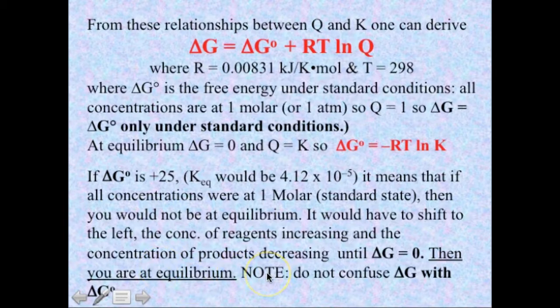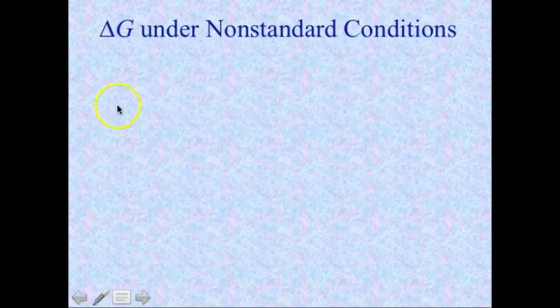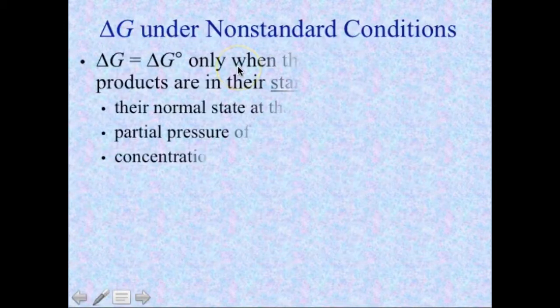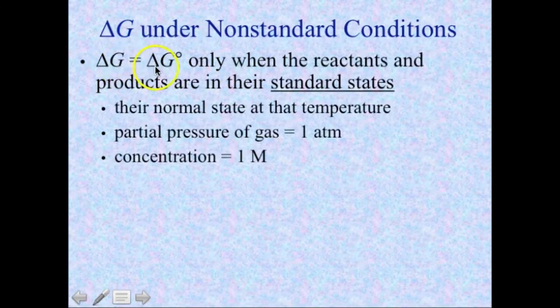It's easy to do, but don't do it. Don't confuse delta G, which is the free energy under any conditions, with delta G0. It's only under standard conditions that delta G will equal delta G0. So just to review, delta G equals delta G0 only when the reactants and products are in their standard states. That's what that little 0 means.